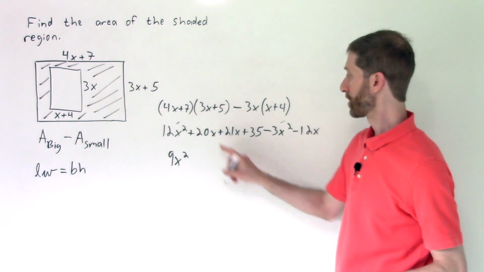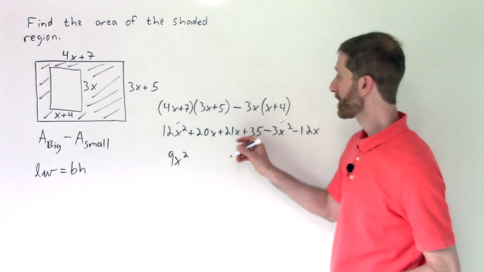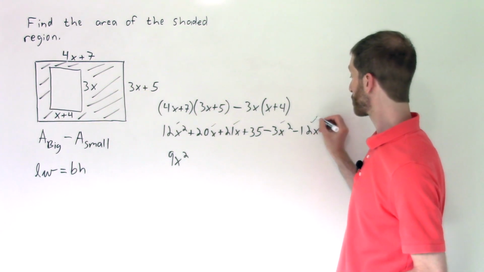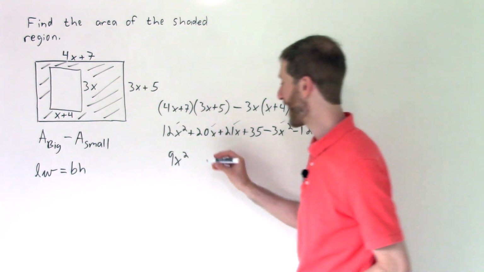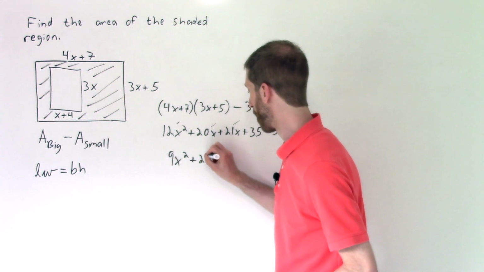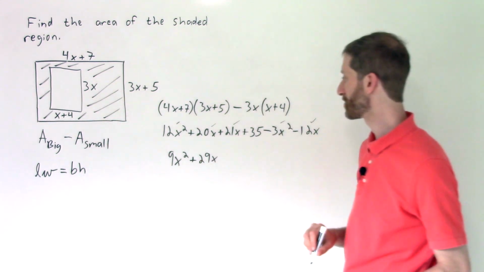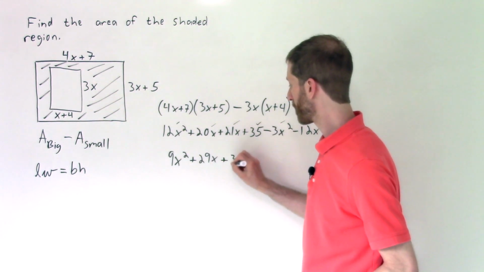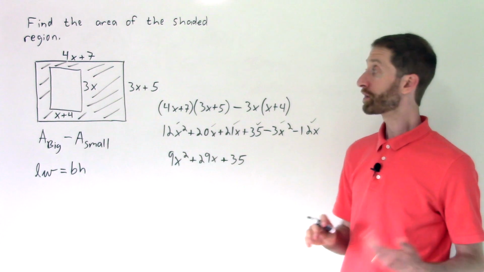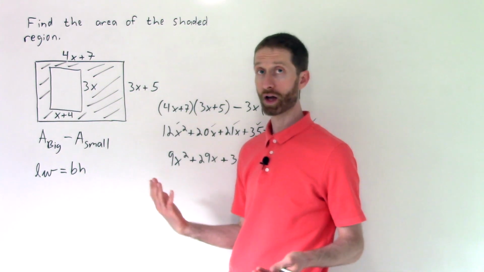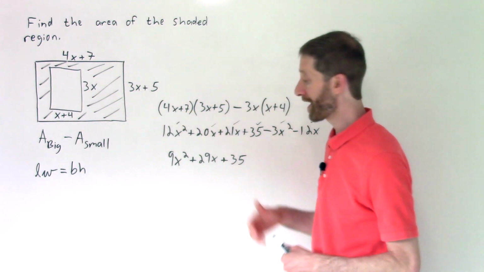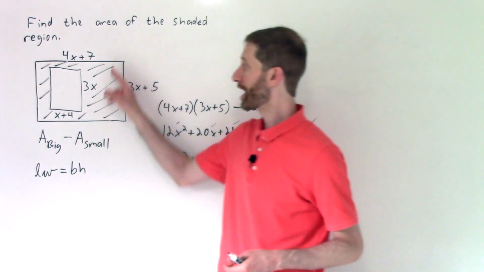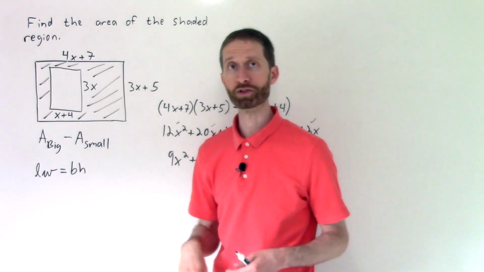Then we've got some x terms here. 20x and 21x is 41x. Minus 12x is going to be, let's see, 29x. So that's once you combine all the terms. So that is pretty sweet. And then we have one constant remaining, plus 35. And if you're looking at that saying, how is that an area? Well, it depends what the x values are. If x equals 1, then I plug 1 in for x here, and now I have the area when x is 1. So that's just the area of any shaded region between these two rectangles.